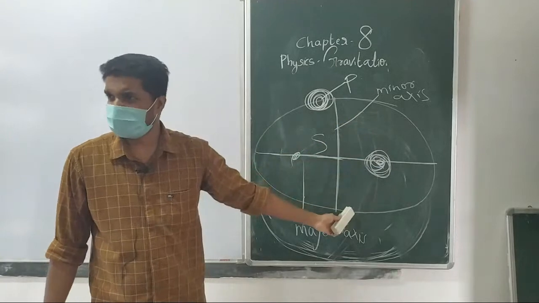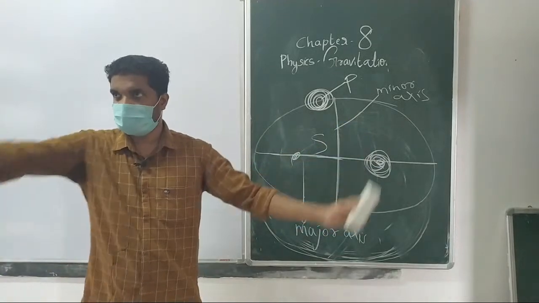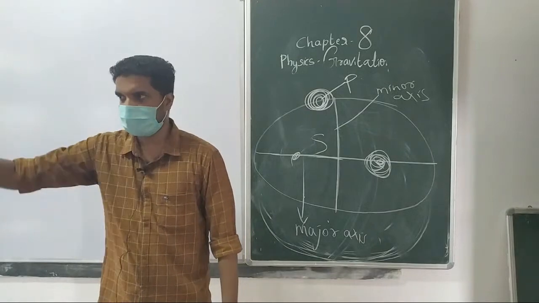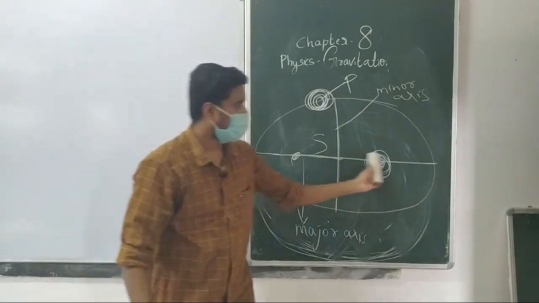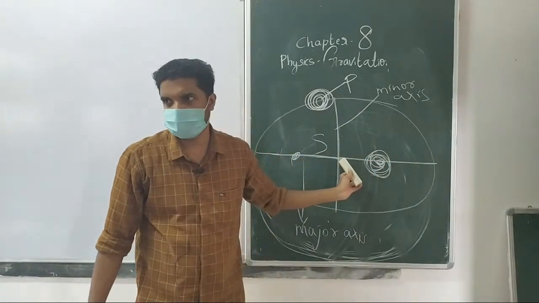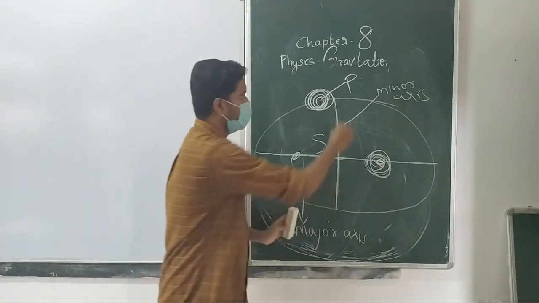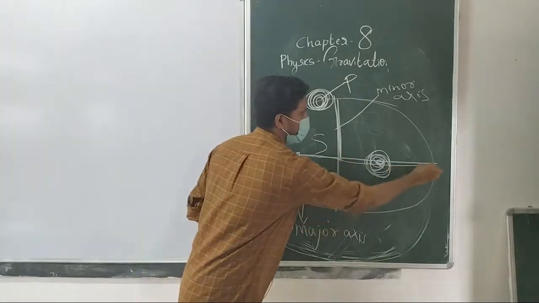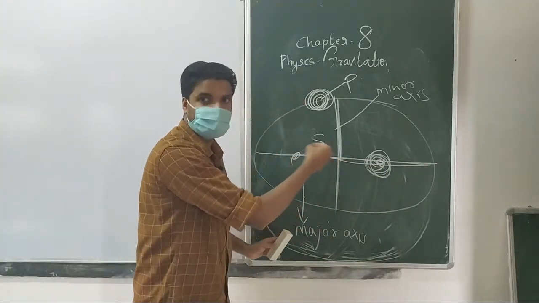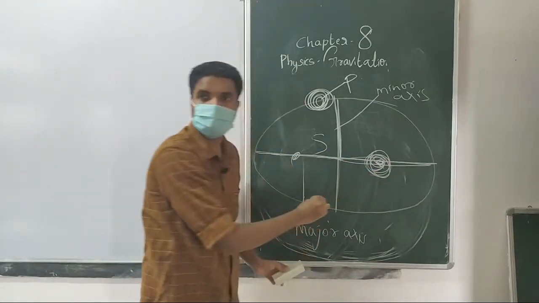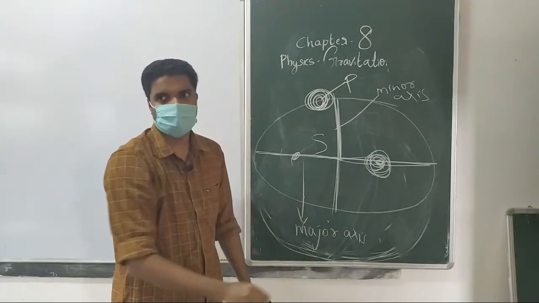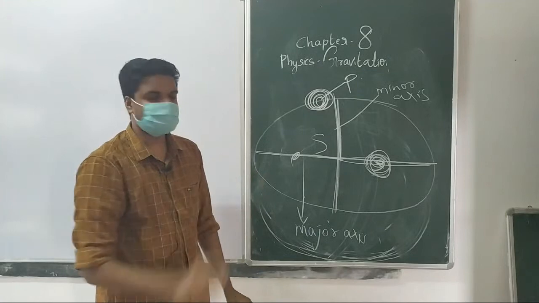Understood about the ellipse? Ellipse is like this. Major axis, minor axis. Half the distance is called the semi-major axis, like a radius. And here half the distance is called semi-minor. Here half the distance is called the semi-major axis. Full distance is called the major axis. Here full distance is called the minor axis. Understood? So this is Kepler's first law.